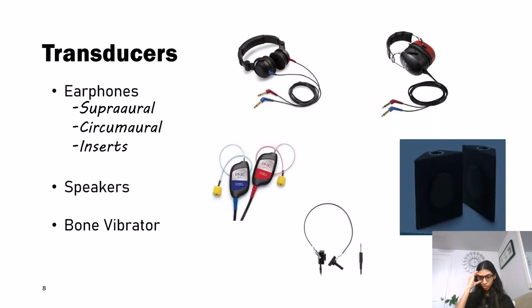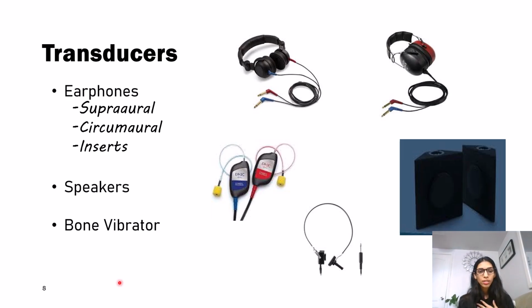And there are different transducers. Transducers are devices which transfer one form of energy to another form. Here, in this case, we are presenting the electrical stimulus and it is getting converted to sound at the patient's level. So we have earphones, speakers, and bone vibrators. Earphones, we have three types of earphones. We have supra-aural earphones. Supra-aural are the ones which just cover the pinna.